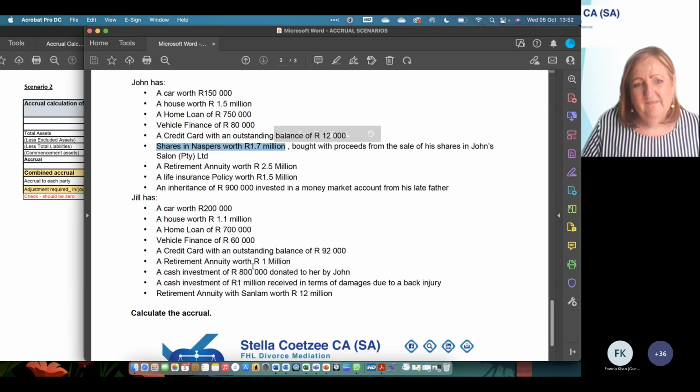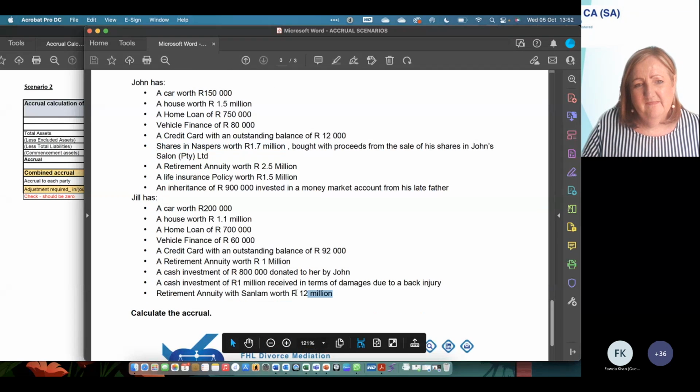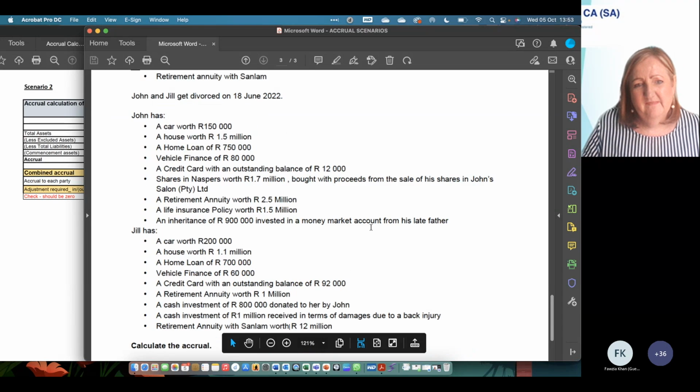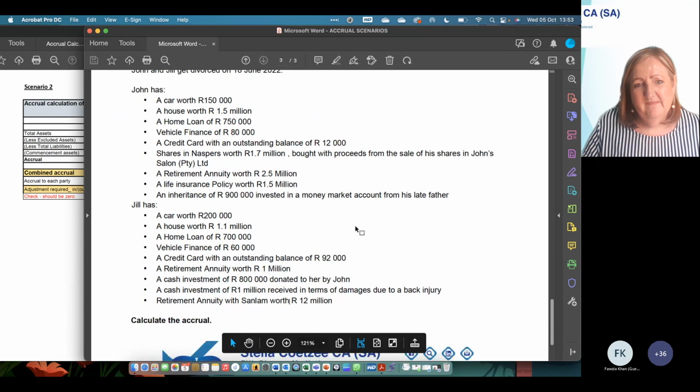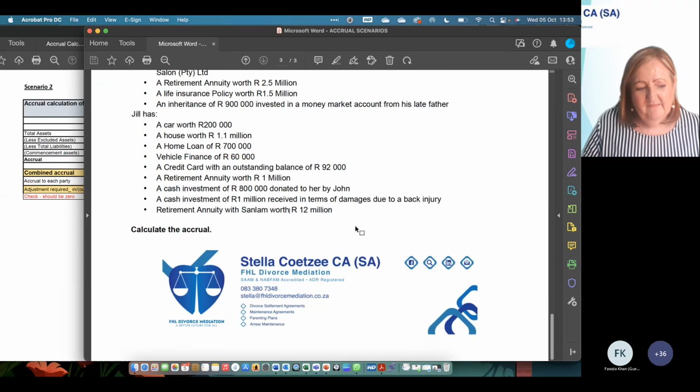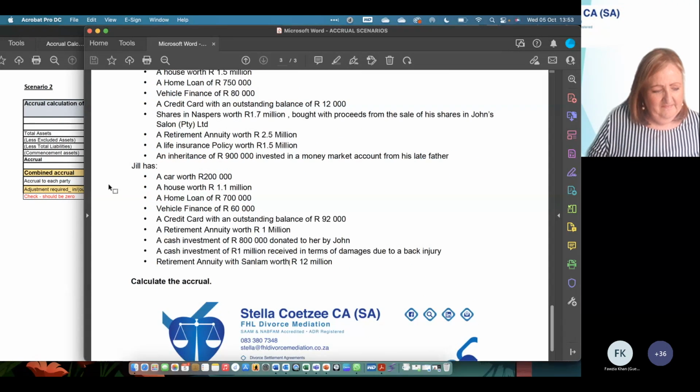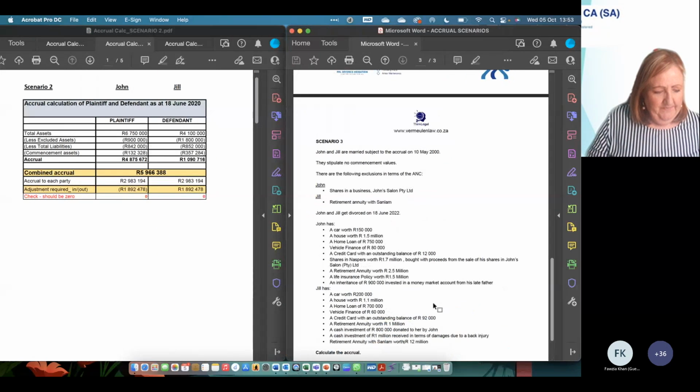And then also Jill has her Sanlam retirement annuity, which is now worth 12 bar. Hell of a big thing to fight about in a divorce. So Stella, can I hand over to you? Shall we do the calculation? Yes, absolutely.